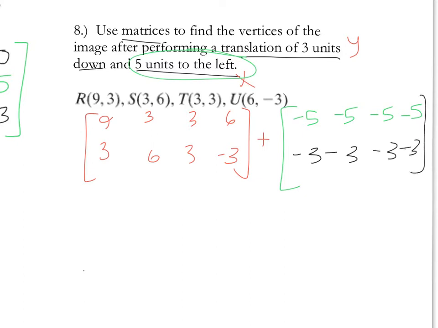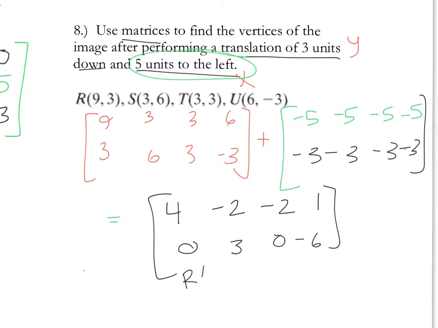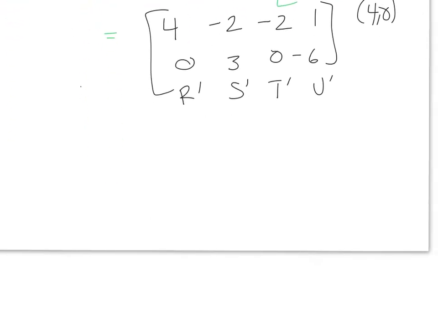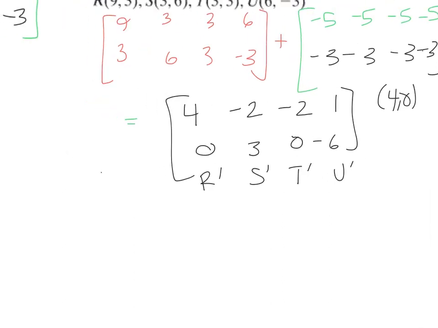And then I'm going to add these together. So it's going to be 4, negative 2, negative 2, 1, 0, 3, 0, negative 6. So this is R prime, S prime, T prime, U prime. And for time, you should really write these out. And that's it for translations.